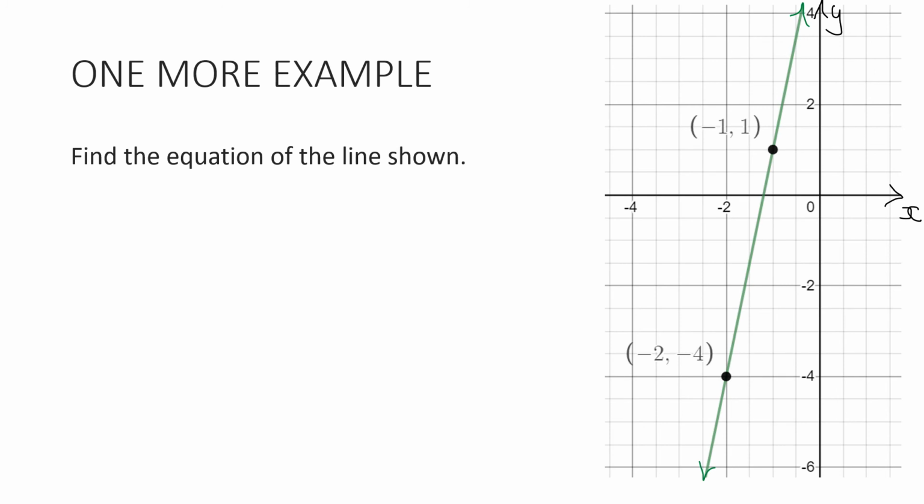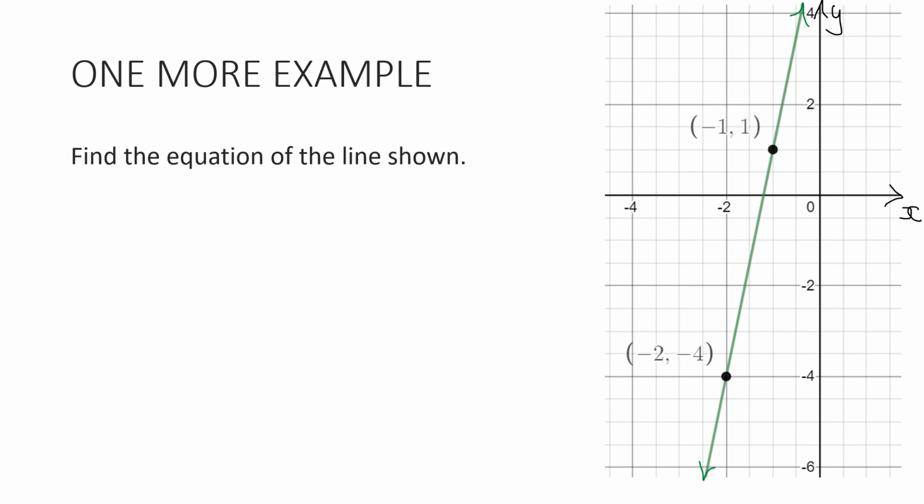Okay, one last example. Now sometimes you'll be asked to find the equation of a line that's given to you graphically, like this one here. Now, it'd be nice if we could see the y-intercept, and if I could see the y-intercept, I'd probably just use y equals mx plus b. But because we can't, I'm going to work out the gradient and then substitute it into the point-gradient formula.